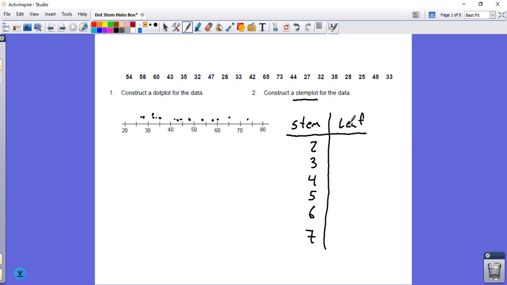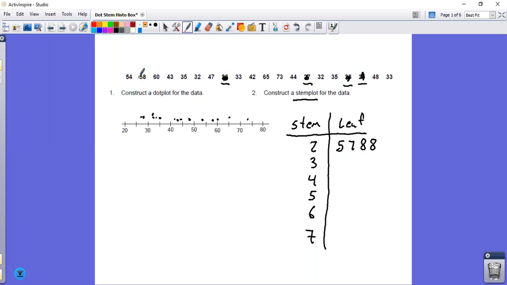Your leaves are, if I go through, there's a 28, 27, 28, 25. Those are your 20s. And you want to put them in order. You don't do commas or anything. So it'd be a 5, a 7, an 8, and an 8. And that represents 25, 27, 28, 28. Your leaves are only one digit ever. So if you had a 3-digit number, you would use 2 of the digits over here, and then the 3rd digit. So I know that's 4 pieces of data, and that handles all of the 20s.